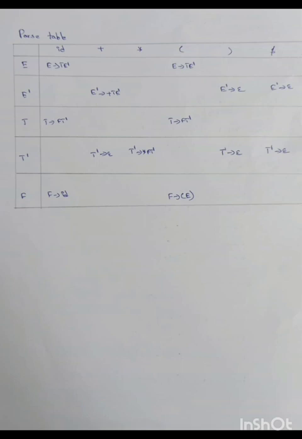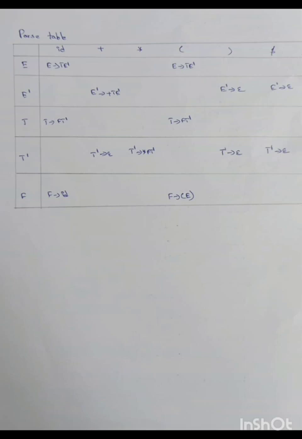So for E, under ID and open bracket we need to write E tends to T E dash. And then next, what is first of E dash? Plus comma epsilon. Leave the epsilon now. For plus, write the production of E dash: E dash tends to plus T E dash. Next, for T, first of T, the answer is open bracket comma ID. So we need to write T tends to F T dash in ID and open bracket.